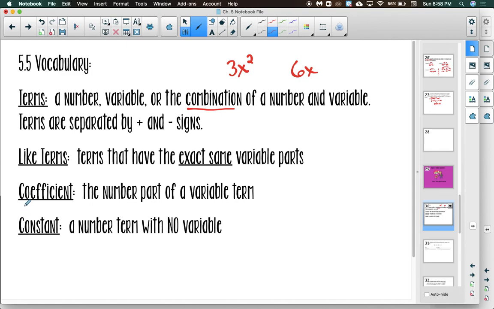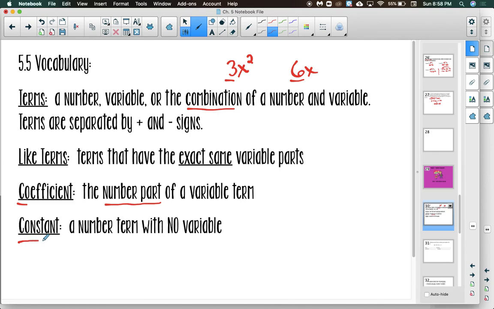The next word is coefficient. The prefix co tells us that we've got two things going on here. It's a number working with a variable, and the coefficient is the number part of the variable term. So if I'm looking at these two terms here, the coefficient of this term is 3, and the coefficient of this term is 6. It's the number in front of the variable. So it's not the variable itself, it's just that number piece that works with the variable to create the term.